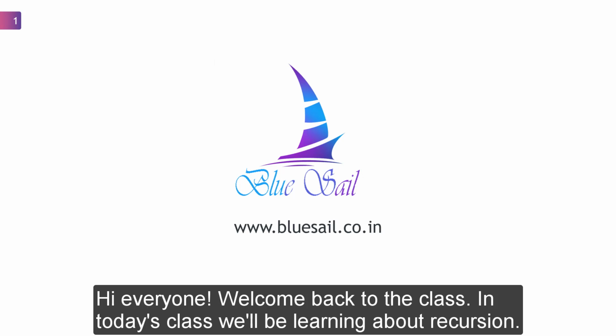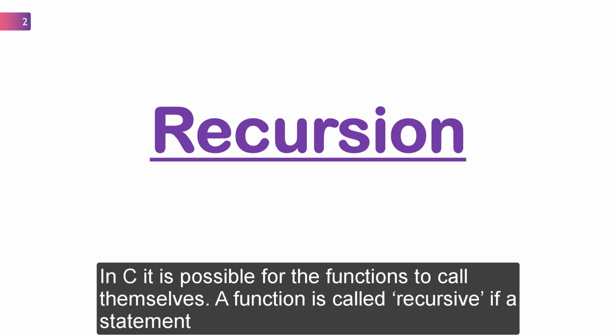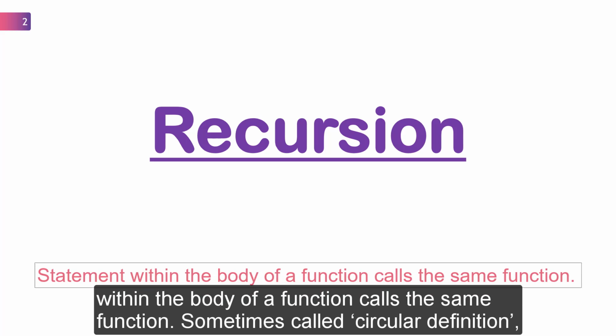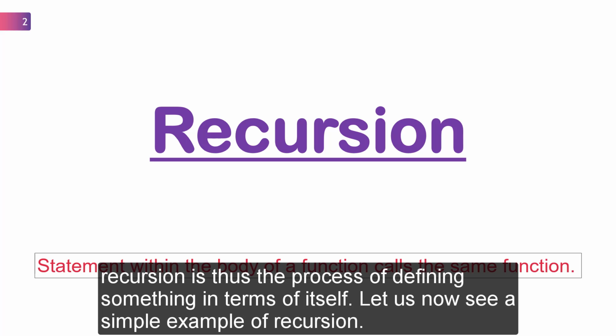In today's class, we'll be learning about recursion. In C, it is possible for the functions to call themselves. A function is called recursive if a statement within the body of a function calls the same function. Sometimes called circular definition, recursion is thus the process of defining something in terms of itself.